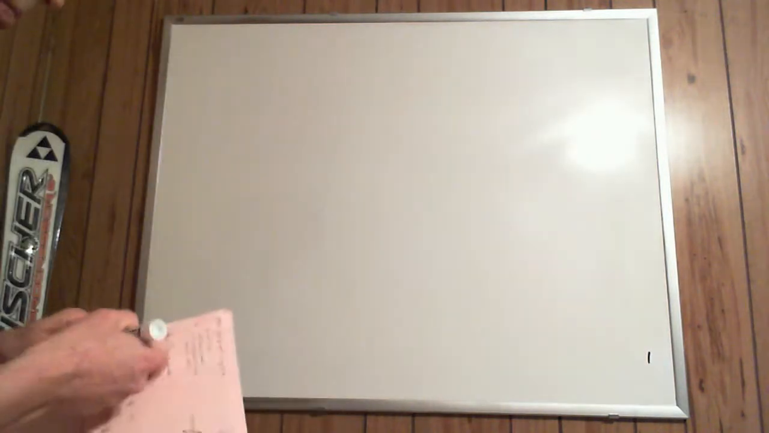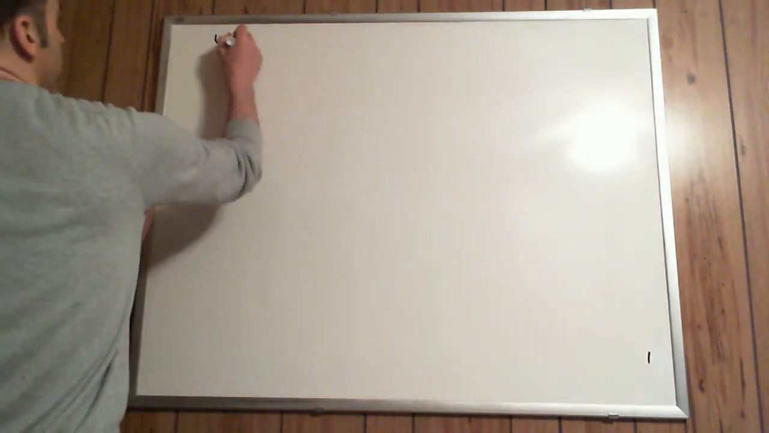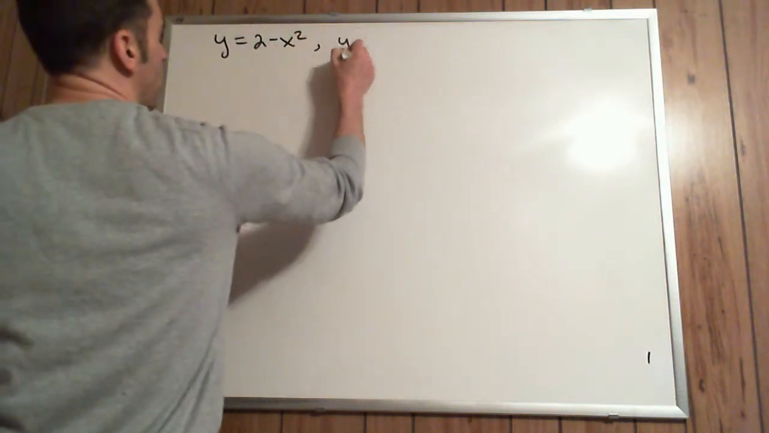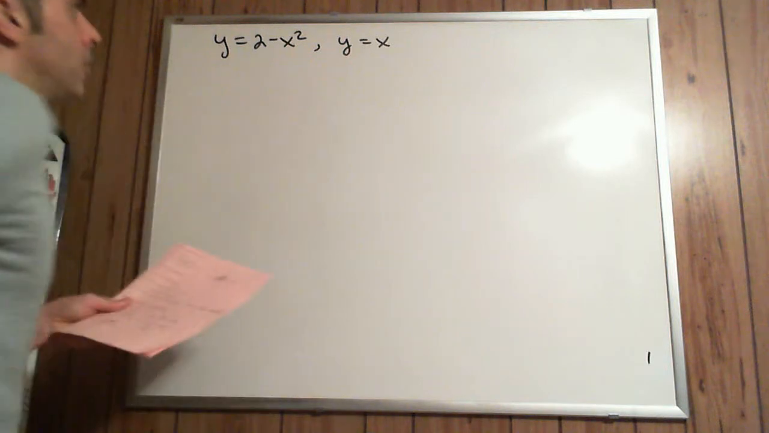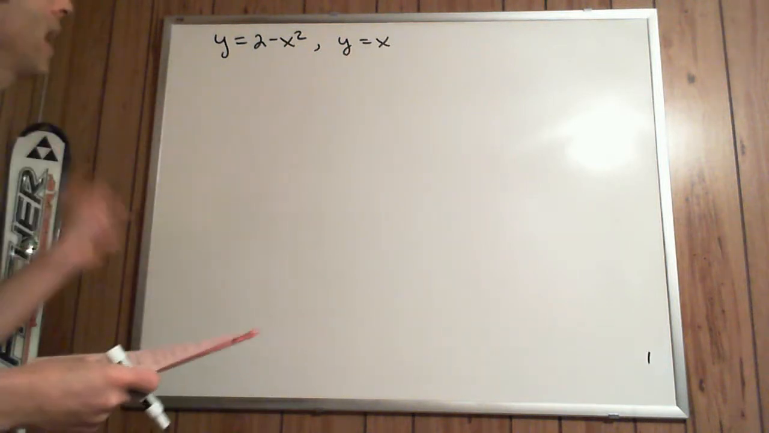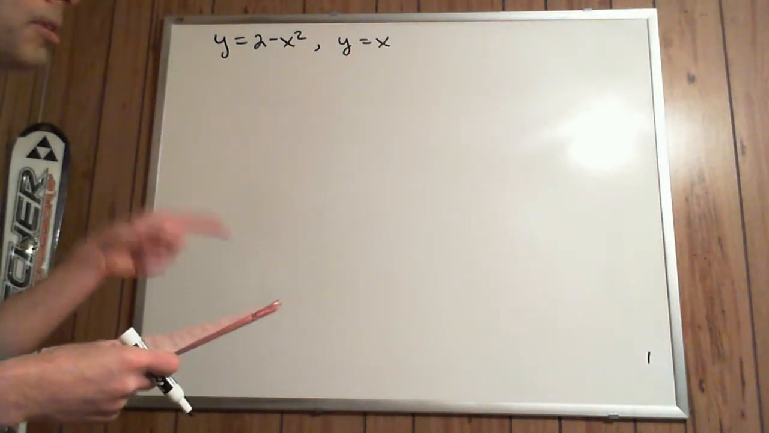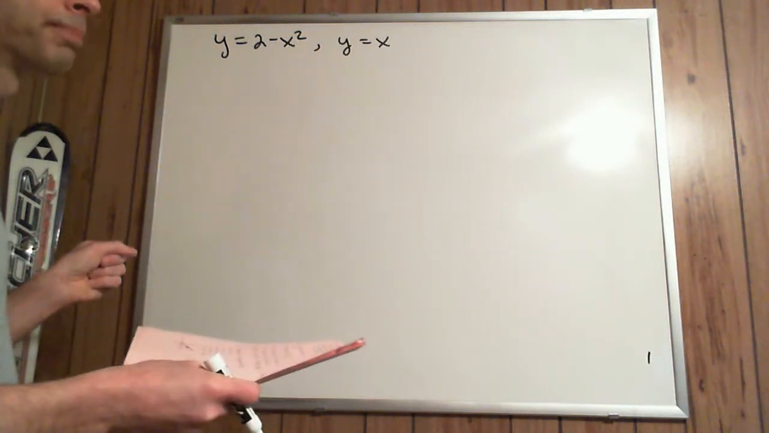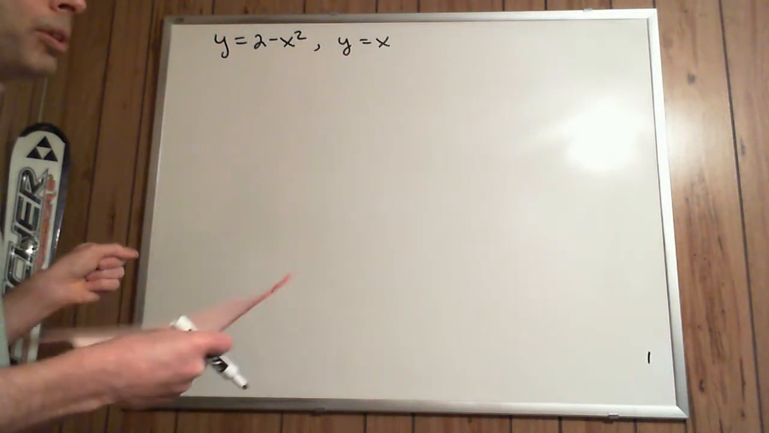Okay, so in this video we're going to continue on with finding the area between two curves. Let's start with, suppose we have y equals 2 minus x squared and y equals x. So here in this one we do not have the limits of integration. We are not given the x values from which we're going to find the area between these two curves.